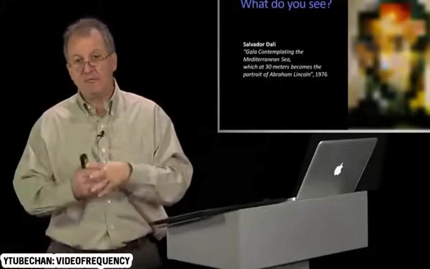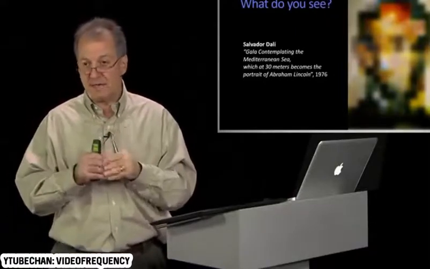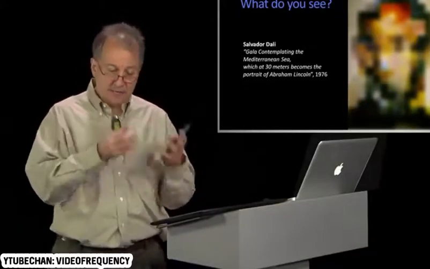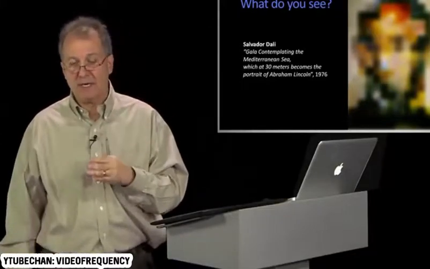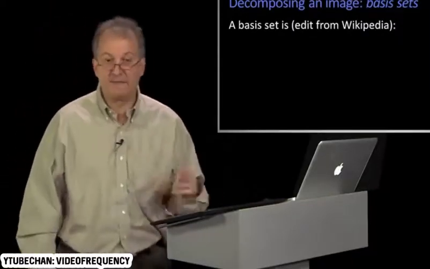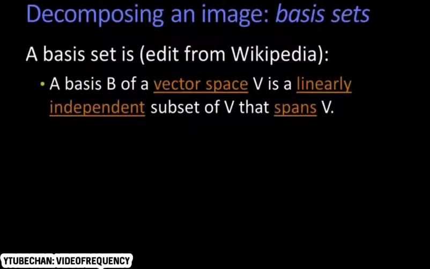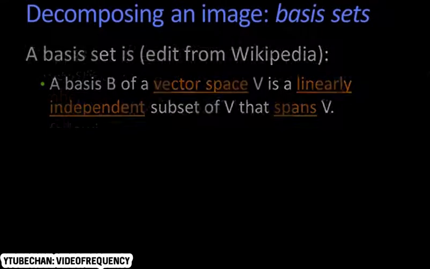And the idea is that images can be, actually any signal can be decomposed into a set of things that describe it. And we're going to get to frequency, but really what we're talking about is what's referred to as a basis set. So what is a basis set? Here we've lifted this from Wikipedia, edited a little bit. A basis set, B, well, you have to talk about a vector space. Something is a basis set of a vector space, V, if it is a linearly independent subset of V that spans V. So let's expand those words out just a little bit.